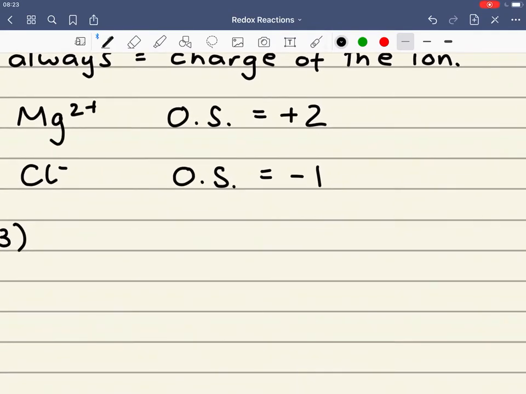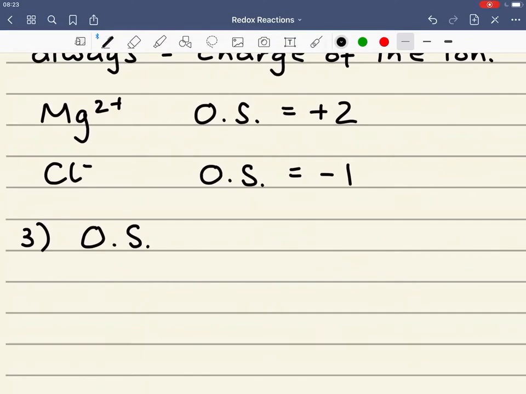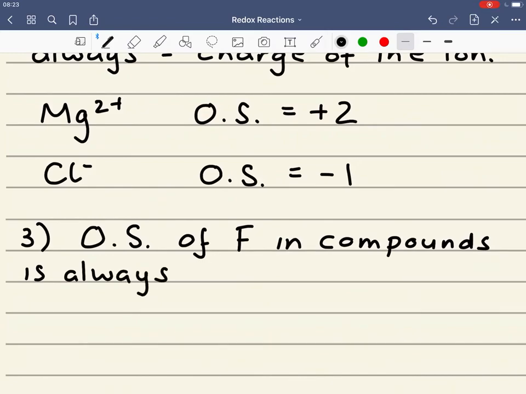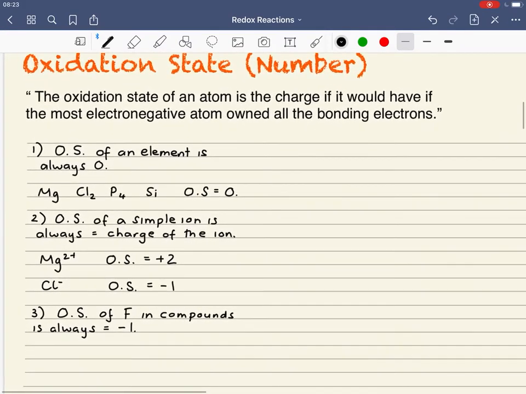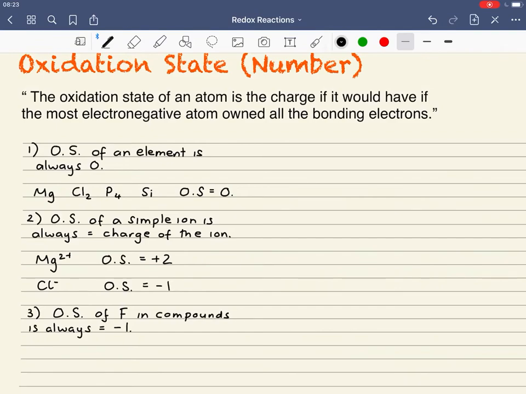Rule 3, the oxidation state of fluorine in compounds is always equal to -1. And if you look at the definition, it's the charge the atom would have if the most electronegative atom owned all the bonding electrons. Well, fluorine is the most electronegative atom. It will always own all the bonding electrons, and as such that means we'll always have a charge of -1, or in this case an oxidation state of -1.